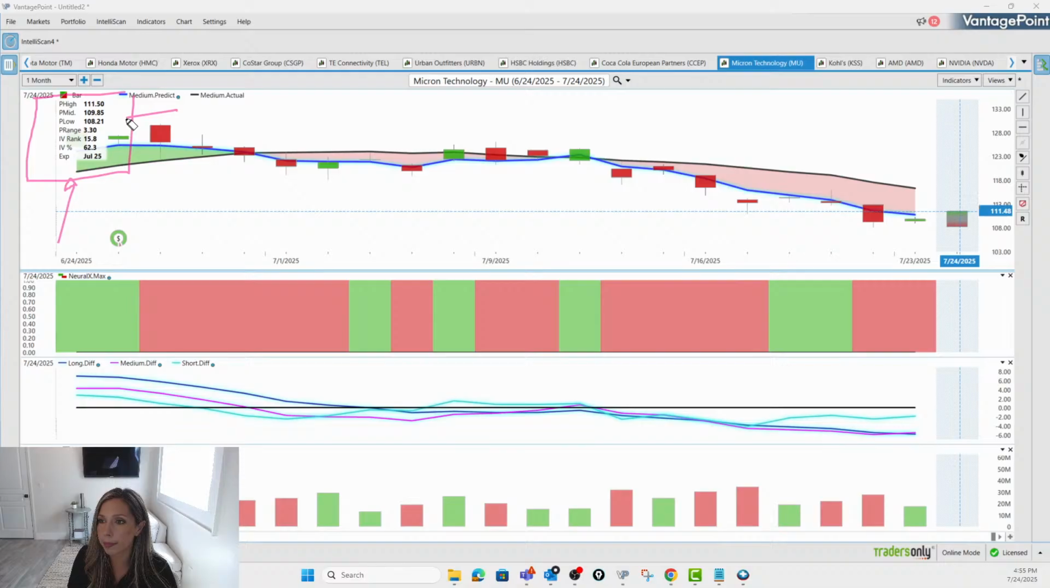That's going to show up, guys. That's going to show up the night before. All right, so you're getting that last night for the predicted high of 111.50 and the predicted low of 108.21 with a predicted mid-range of 109.85. All right, where did we close at today? MU was at 111.73. All right, so 23 cents above the predicted high.